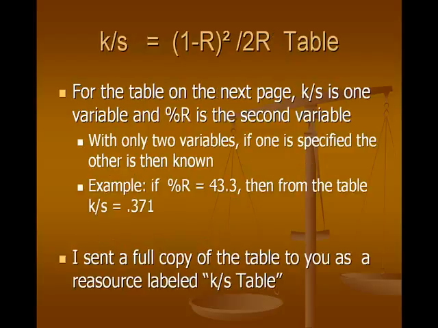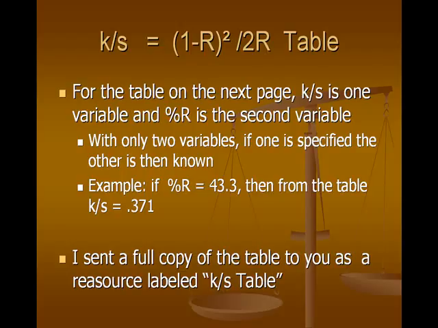Now we will use this table on the next page to figure out our K and S values. K and S is one variable and percent reflection is the second variable. So like I said, with only two variables, if one is specified, the other is then known. From our spectral curves, we specify R, so we can look on our table to find the K and S value. For example, if we look on our table for R of 43.3, we see that at that reflectance, the K and S value is 0.371.